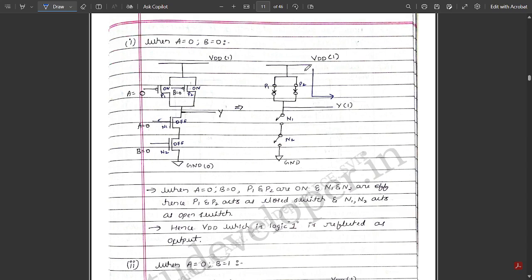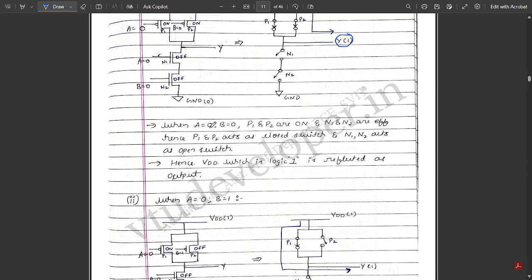See here, from here the current flow starts. Since the PMOS switch is closed, the current is passed through this path, but it cannot go down because the two NMOS switches are open, so the current won't flow to ground. It flows from VDD to the output itself, that is 1. So for this combination, when A is 0 and B is 0, the output Y equals 1. The explanation is given here: when A equals 0 and B equals 0, P1 and P2 are in the on state and N1 and N2 are in the off state.